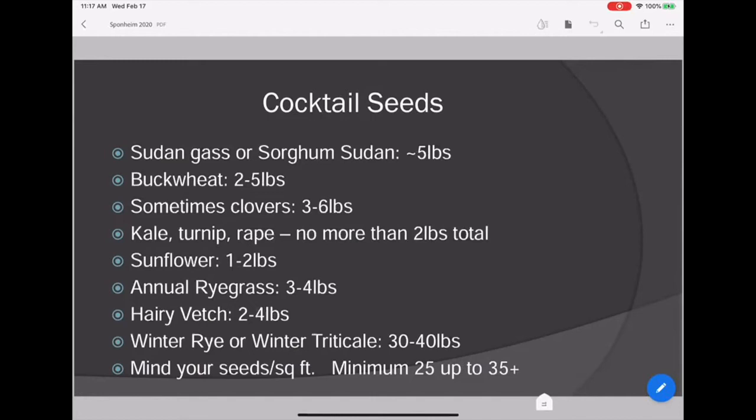Mind your seeds per square foot. In the seed industry, I was talking about a minimum of 25 up to 35 plus. With what I just got done talking about, those kinds of pounds and seeds, I'm way over that 35, which is probably why I should cut some of it back, and maybe I'll have a little more success with some of those seeds that I'm not right now.